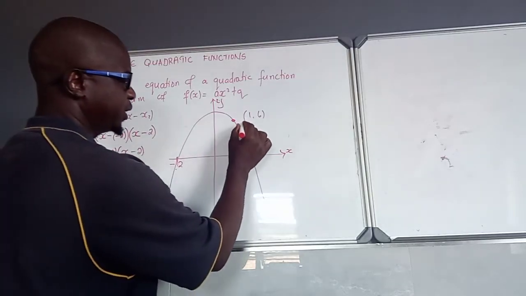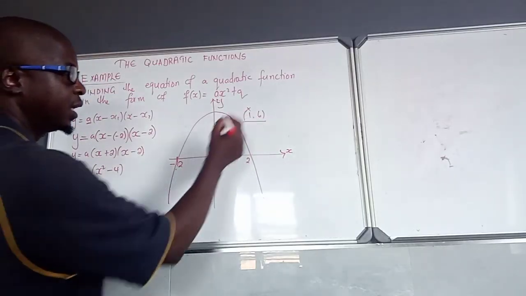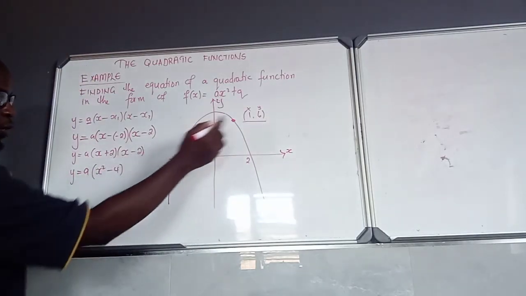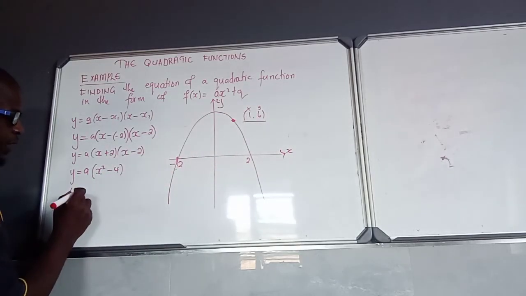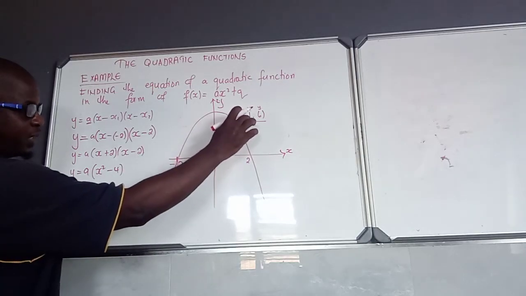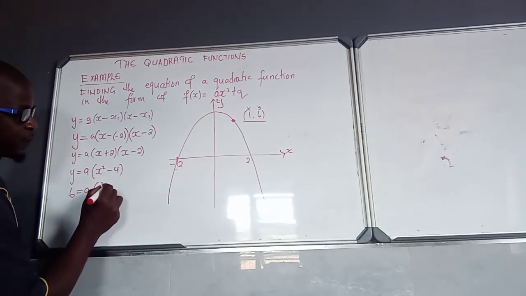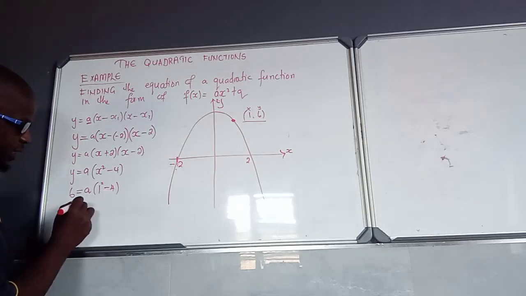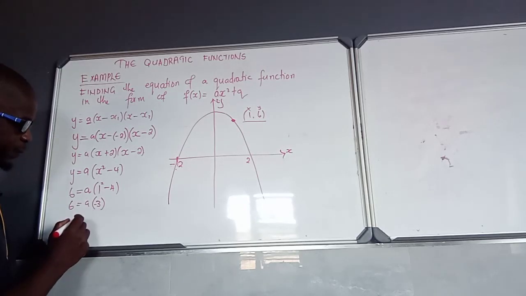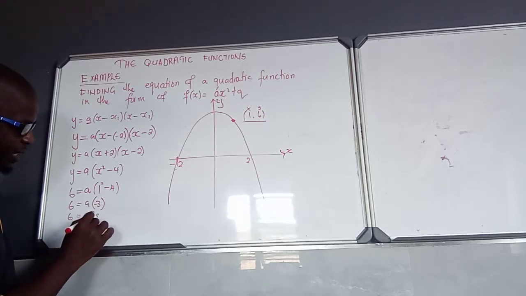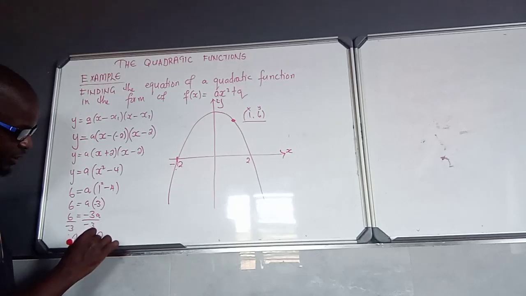Now I'm going to take this point here and substitute into our equation. We know that this point is representing the x value and that one is representing the y value. So the y value is -6. I'll come here to say -6, because that is the y, equals a. Then x is 1: 1 squared minus 4. So -6 = a(1 - 4). 1 minus 4 is -3. So -6 = -3a. If I divide by -3 on both sides, the value of a is equal to 2.